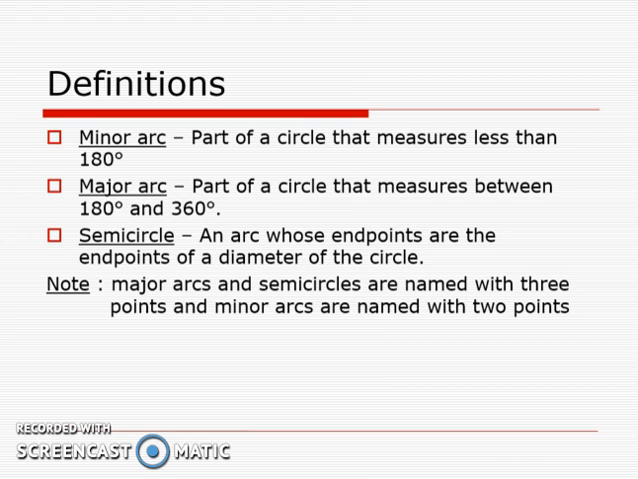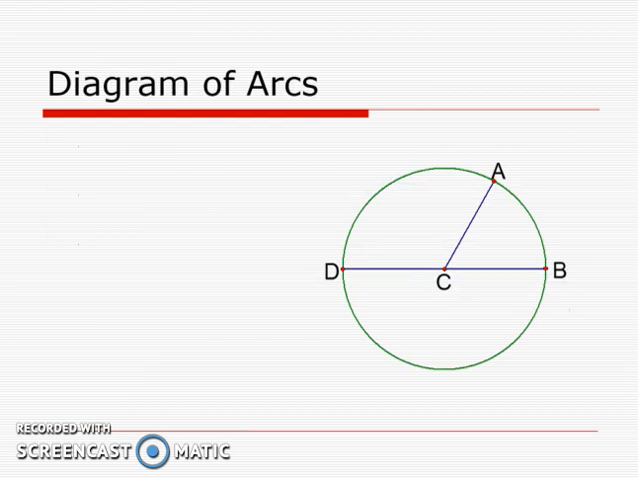Now onto arcs. A minor arc is just a part of a circle that's less than 180. A major arc is between 180 and 360. And a semicircle is exactly 180. It's the endpoints of a diameter. Major arcs and semicircles are named with 3 points. A minor arc is going to be named with 2 points.